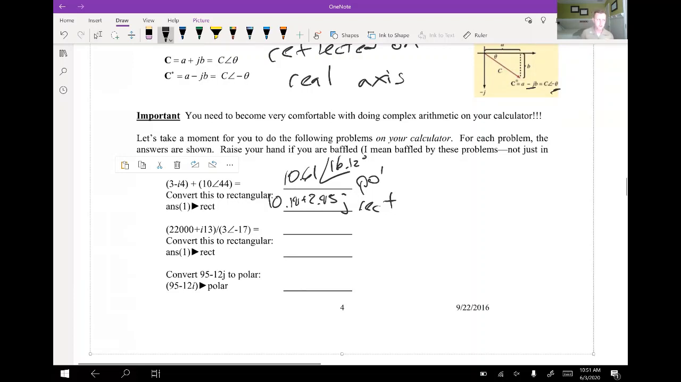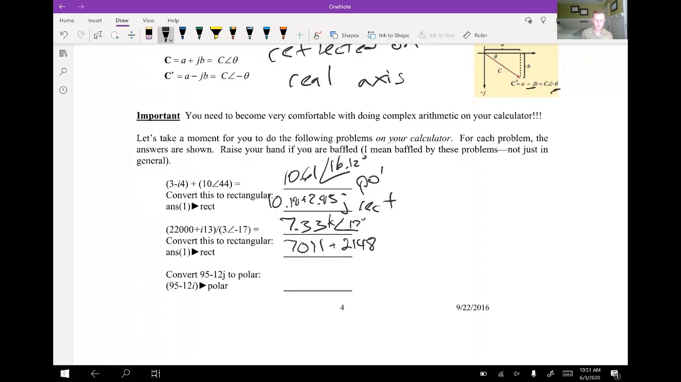So plug this in, you should get 7.33, angle 17 degrees. And converting it to rectangular should give you 7.011 plus 2.148j.